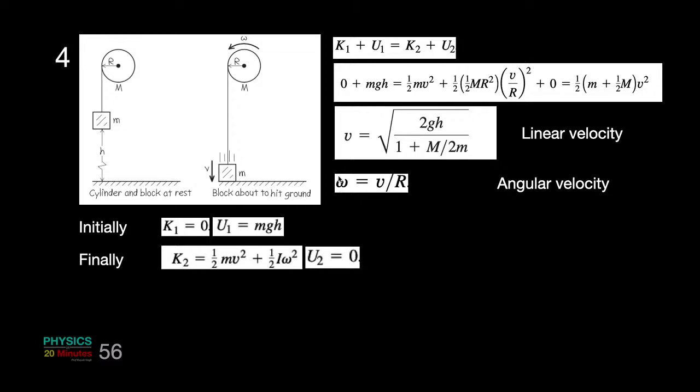And if you want to find out omega, then it is V upon R, where R is the radius. So these two parts are straightforward. The key idea is realizing that the conservation of total energy will give you the answer. And in total kinetic energy, you have to introduce the rotational kinetic energy.